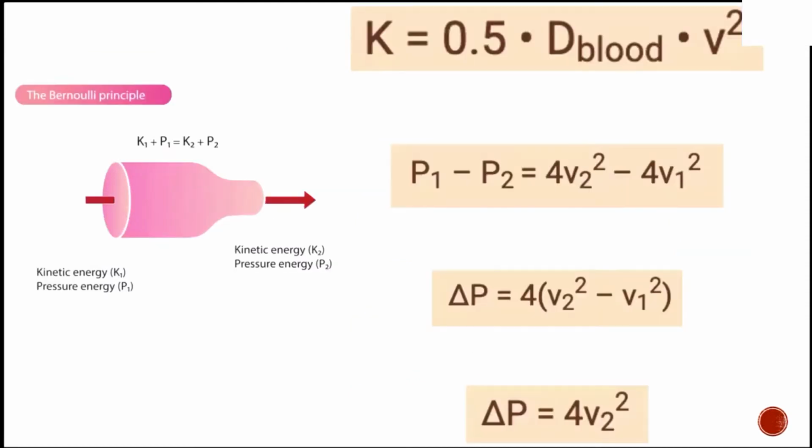So how do we get to what I want you to remember and what's an essential equation: that the change in pressure between two chambers or two areas is equal to 4V squared. So how do we get to that, right? The kinetic energy of blood is equal to 0.5 times the density of blood times the velocity squared. I don't care that you remember that. I just want you to know where this all comes from.